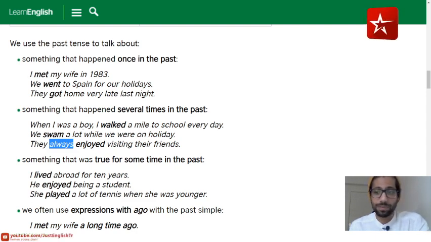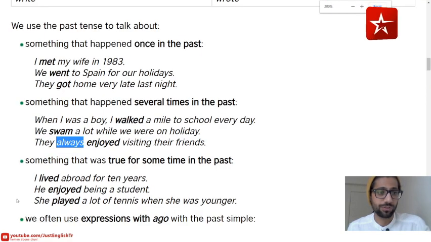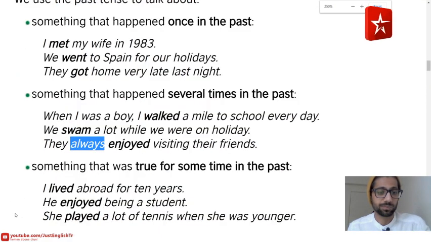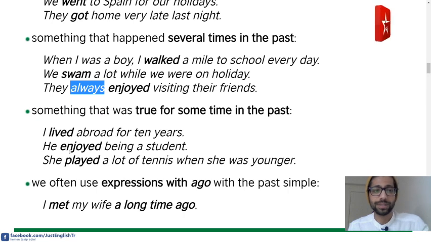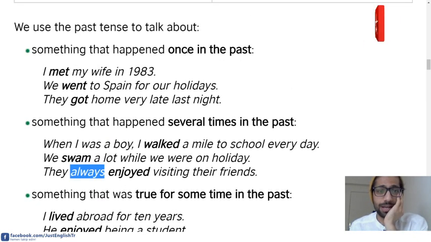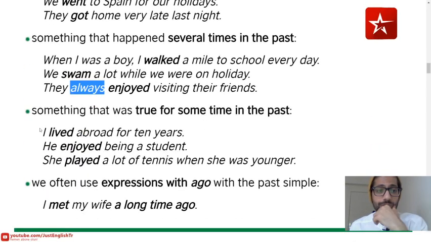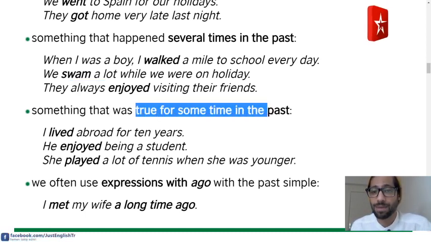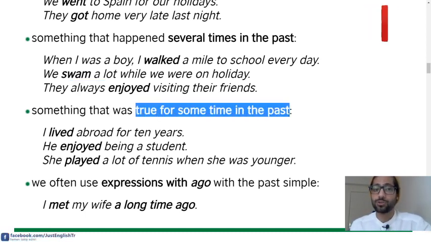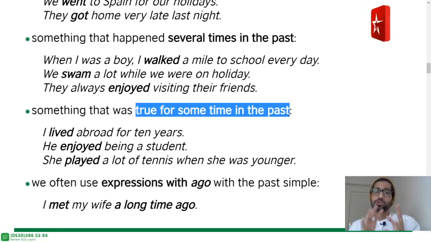Now, coming here, I hope you can see this screen. Coming here, so you have for now once in the past, several times in the past, and here you've got something that was true for some time in the past. Something that was true for some time in the past, so it's not all the time.